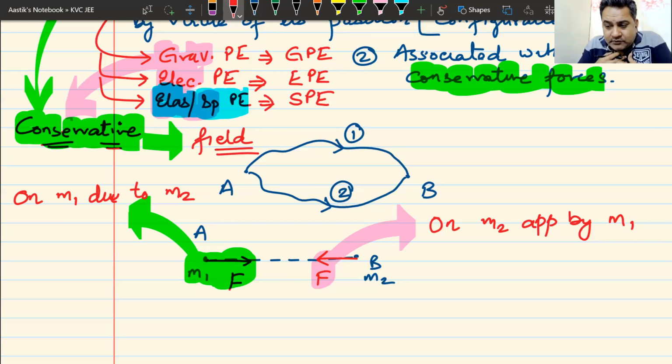So I am block M1. I am creating a field around me. Okay, now this is my field. Whosoever comes inside this field will experience my force. That field is known as the gravitational field. Right now, we are all experiencing the gravitational field. This pen is experiencing the gravitational field. And that is why if I just leave it, what happens? It falls.